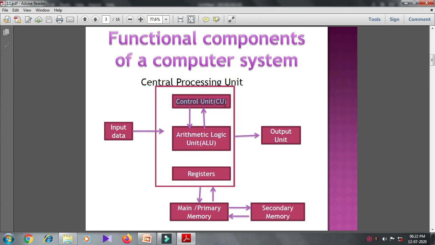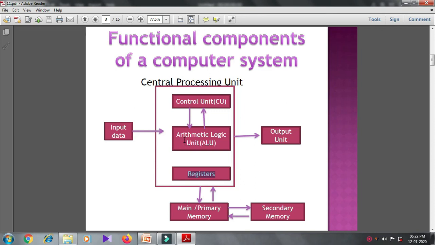Next, control unit. The CU controls the flow of data from input devices to memory and from memory to output devices. Next, registers. These are high-speed temporary storage areas found in the CPU.